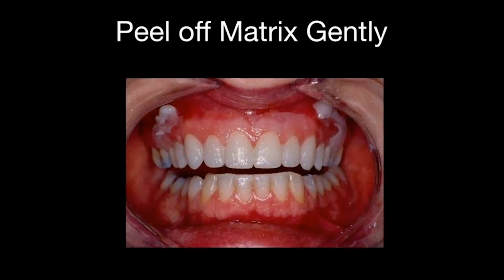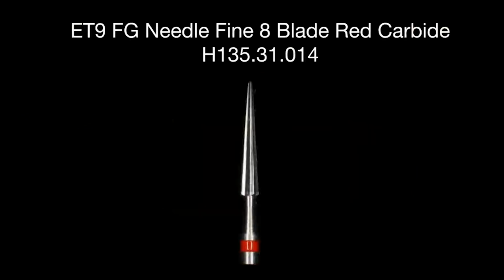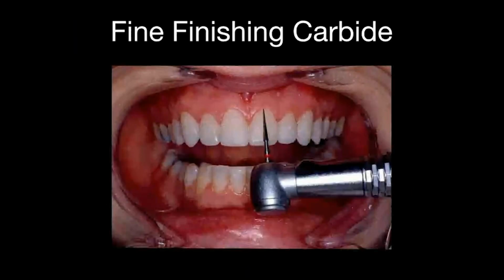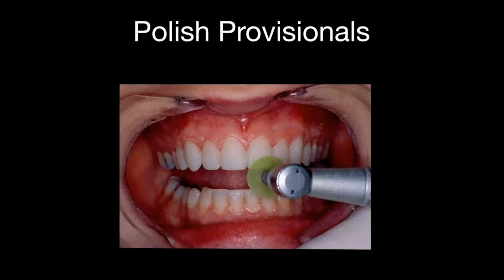So once I gently peel off the matrix, I mean, look at that. The adaptation of the gum tissue is pretty good. So they're shrink wrapped or locked in. There's no cement. I don't intend to take them off. And so using an ET9, like a fine carbide burr, 8-bladed, I'm just going to finally finish it around the edges and polish the provisionals.